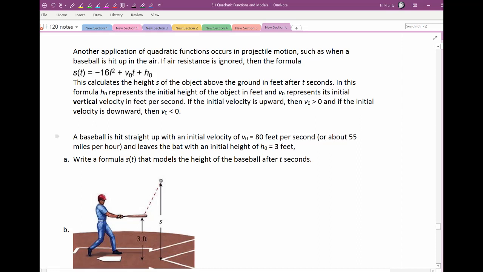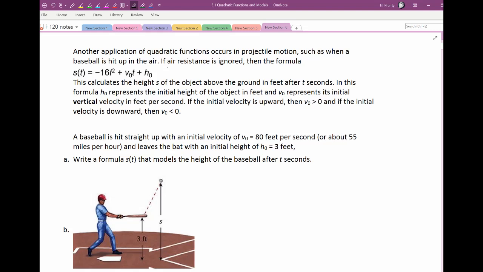Alright, so an example of a free-falling object where it's been launched into the air and we're only assuming gravity is at play is this physics quadratic equation, where s of t equals negative 16t squared plus v naught times t plus h naught. And what the s of t function calculates is the height the object is above the ground, t seconds after it's been launched. H naught represents where it was when it was launched. The initial height at time 0, this is where the object was launched from.